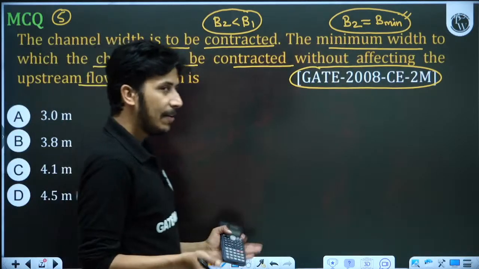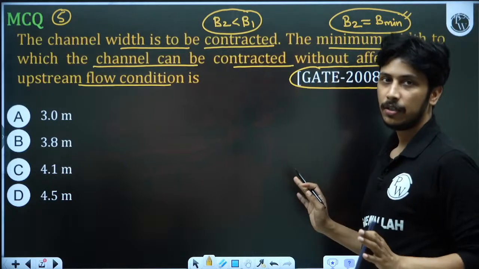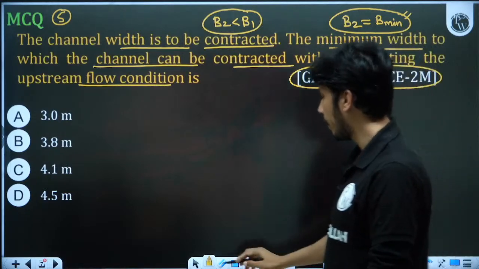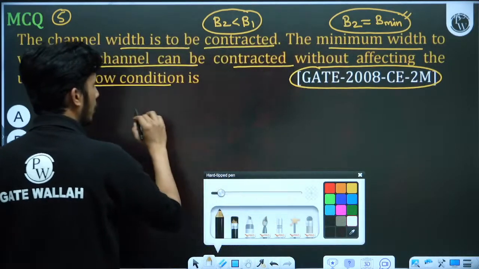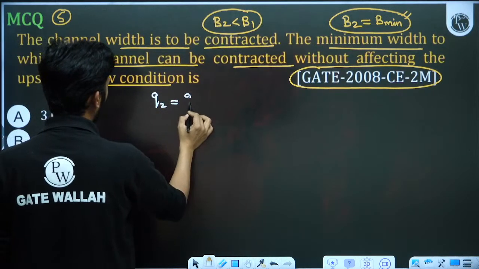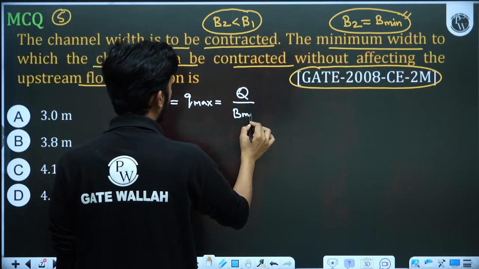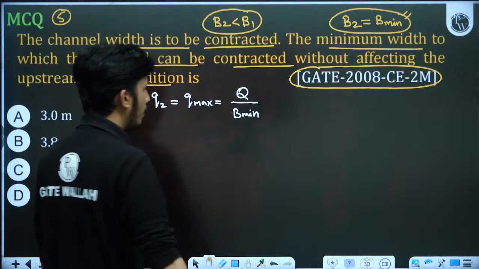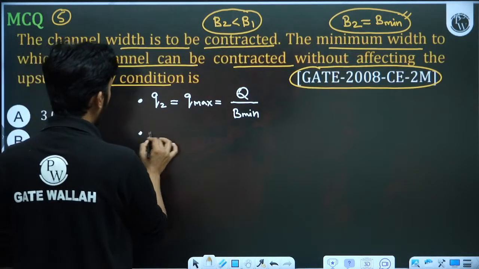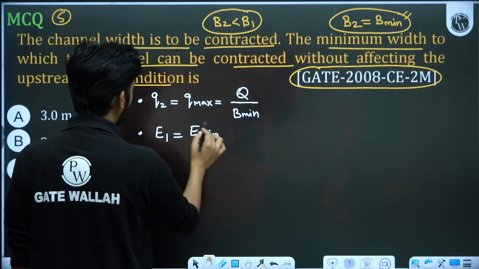Basically we can say that we are reducing the width to the minimum value, and we are not obstructing the upstream flow, only the downstream flow. So whenever the downstream flow is affected, B minimum is what you need to know. At B minimum, Q2 will become Q maximum. And what is Q maximum? Q maximum will be equal to Q upon B minimum. That will happen when we provide the minimum width. And whatever E2 you have calculated will become equal to E minimum.